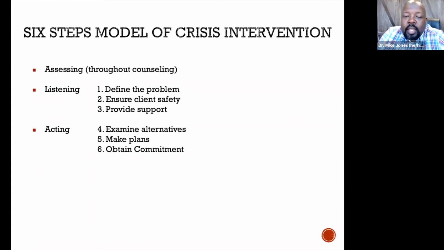Also, with the acting aspect of this, whenever we are going through this crisis intervention with them, we want to give them some specific things for them to work on. That way, they have a place to be able to go once they are working with us. So we set goals with them.